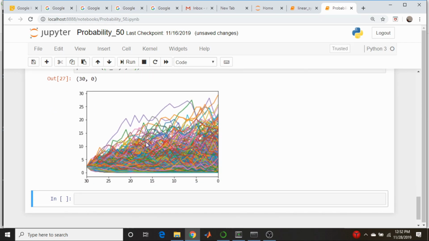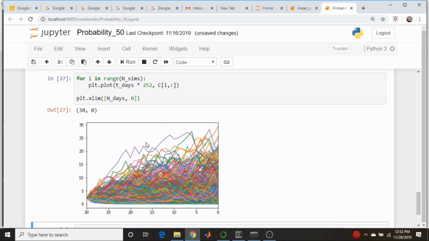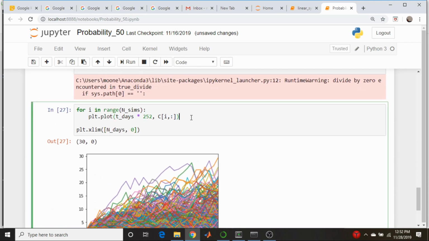Okay, that plot is a mess. So let's do this. Let's make these lines transparent. So let's come down here and go alpha is equal to 0.05. Will that do?